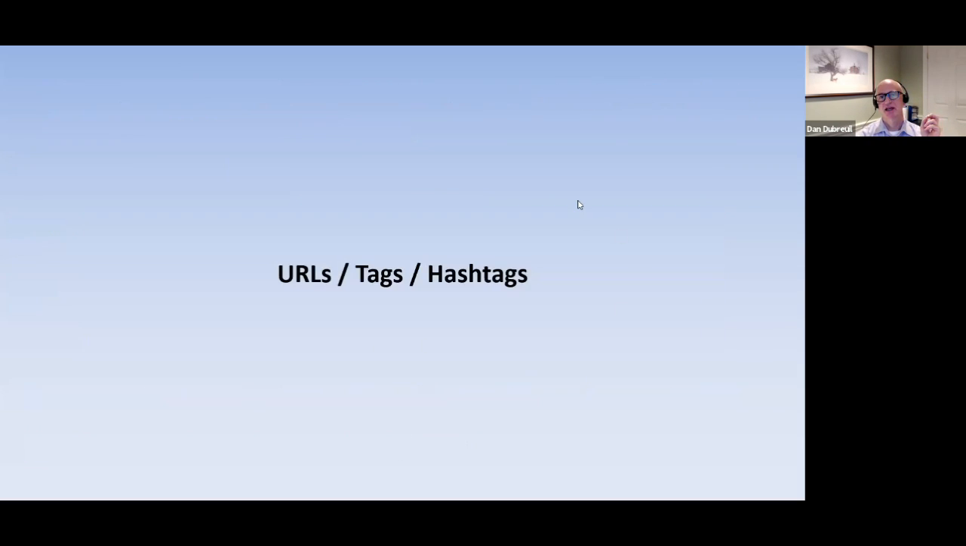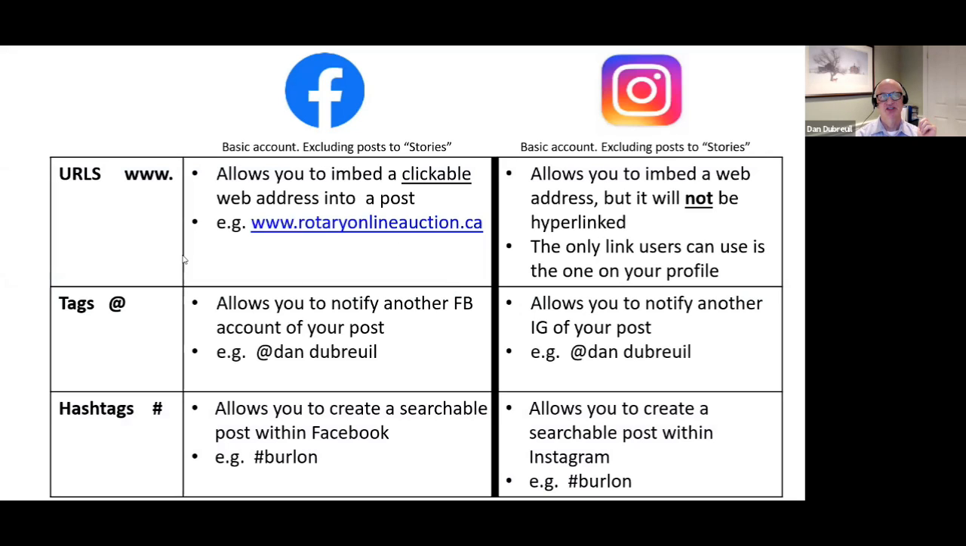Another small difference between Facebook and Instagram revolves around the use of hashtags, URLs and tags. A bit of a cheat sheet here. So URL, when you're citing the destination online somewhere: within Facebook, you can type a URL into your post, and guess what? It's going to turn into a clickable link that people can just press. It's going to take them to the website that you'd like them to go.